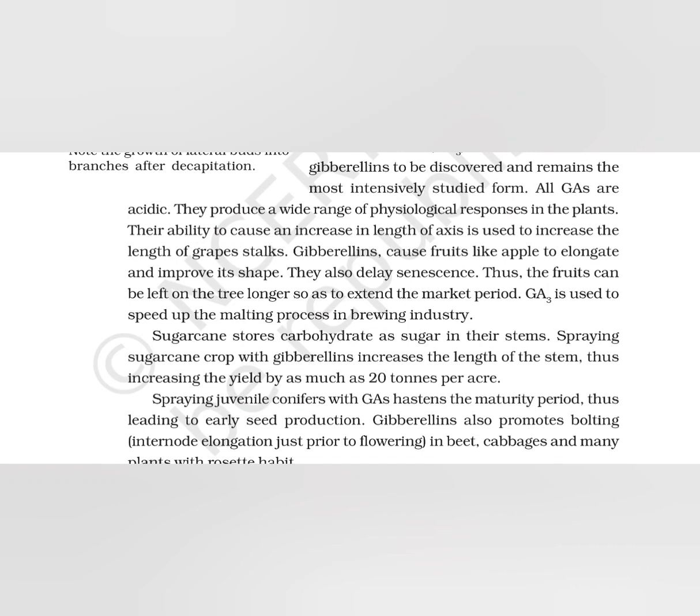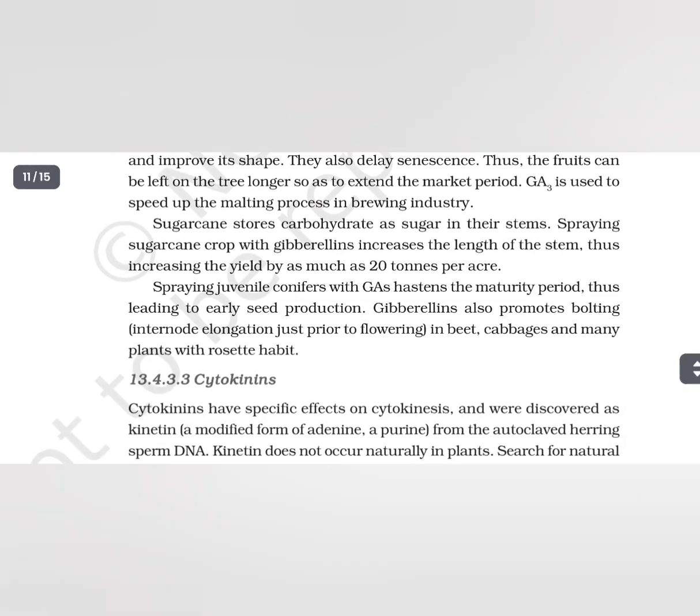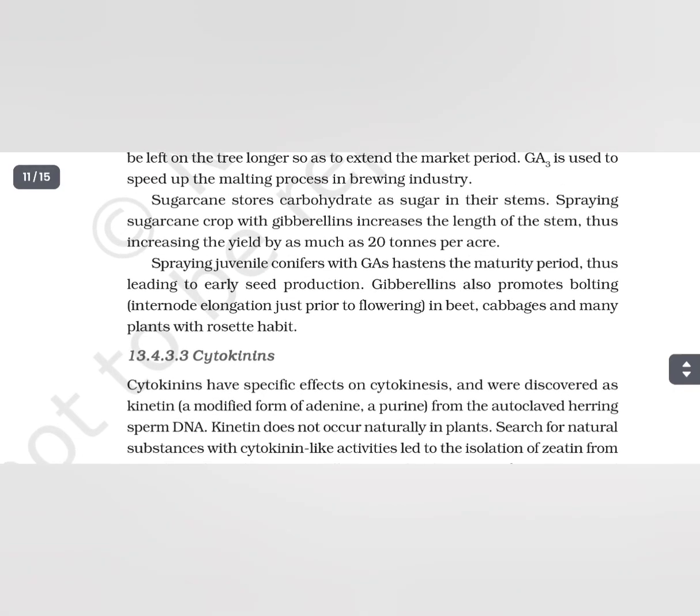Thus, the fruits can be left on the tree longer so as to extend the market period. GA3 is used to speed up the malting process in the brewing industry. Sugarcane stores carbohydrate as sugar in its stems. Spraying the sugarcane crop with gibberellins increases the length of the stem, thus increasing the yield by as much as 20 tons per acre. Spraying juvenile conifers with GA3 hastens the maturity period, thus leading to early seed production.